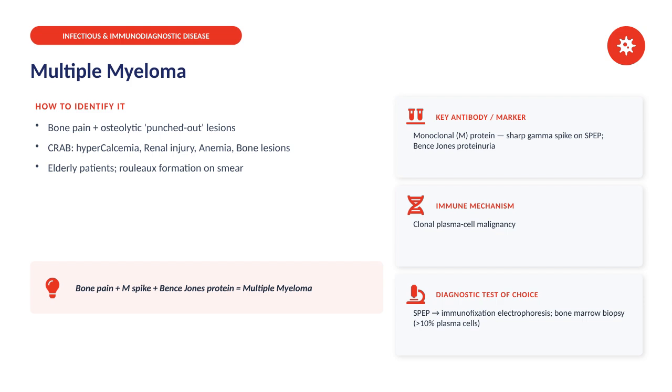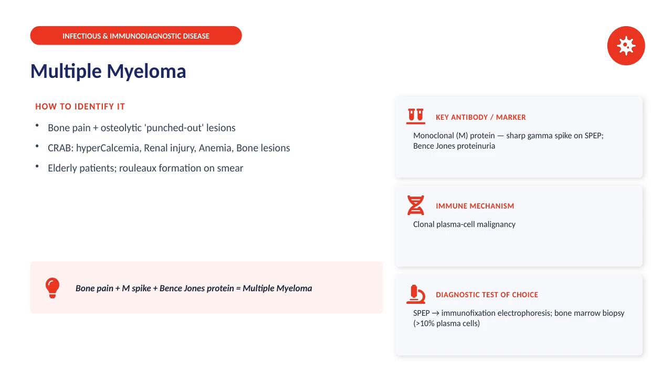Multiple myeloma is a cancer of plasma cells that typically affects older adults. It often presents with bone pain, and on imaging it shows osteolytic or punched-out lesions in the bones. The CRAB acronym helps us remember key clinical features: hypercalcemia, renal injury, anemia, and bone lesions. On a blood smear, you might notice rouleaux formation, which looks like stacks of red blood cells. The diagnosis is supported by finding a monoclonal spike, or M-spike, on serum protein electrophoresis, along with Bence-Jones protein in the urine. This monoclonal protein is a sharp spike in the gamma region. The disease arises from a clonal expansion of malignant plasma cells.